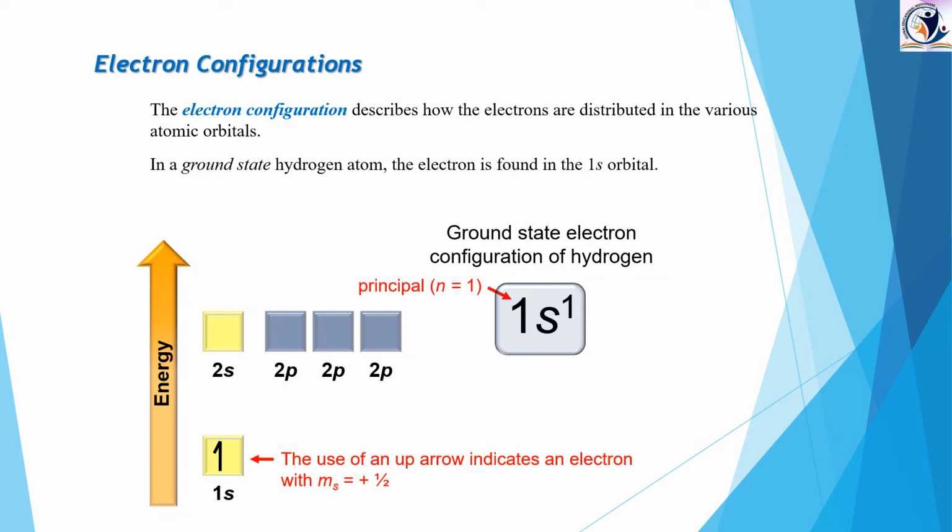So 1s1, in the sense, this 1 represents the principal quantum number n equal to 1, and S stands for the angular momentum quantum number L equal to 0. Then the superscript here, see, we used to see 1s2, 2s2, 2p6, 3s2, like that, am I right? That exponent number, here it is 1, represents the number of electrons in the orbital or the subshell. In that particular subshell, how many electrons are present, that is what it represents.